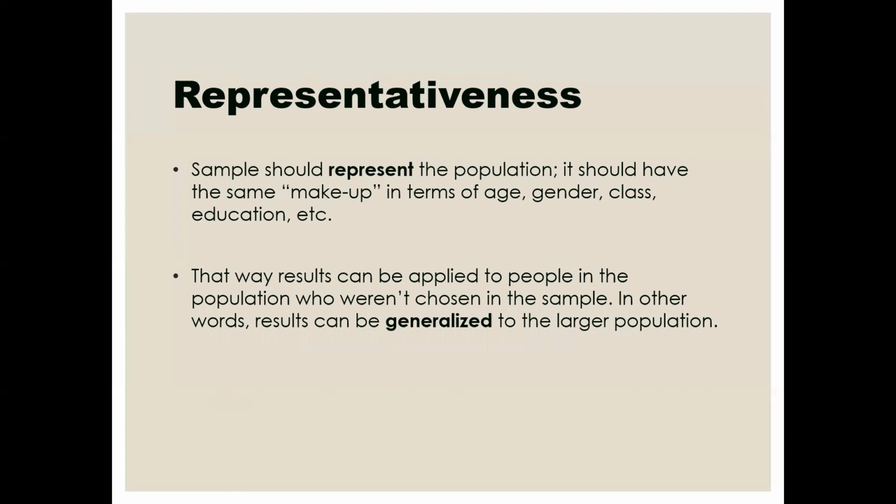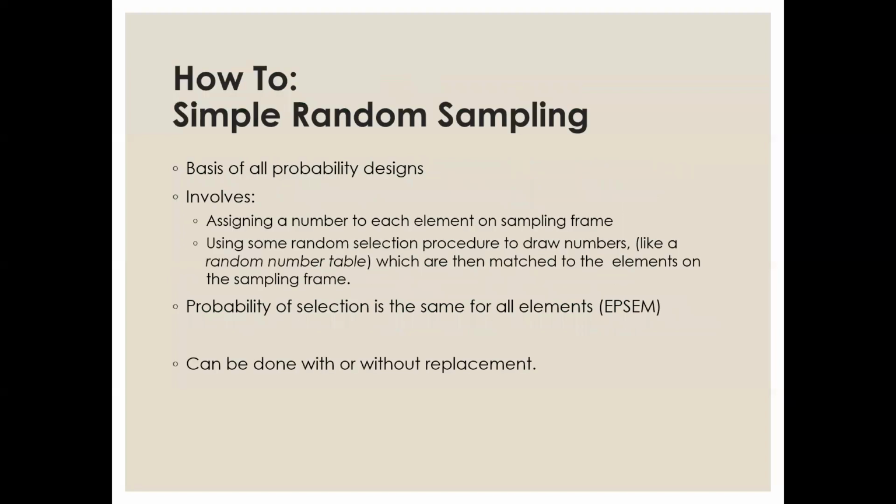And again, this is the pairing. The more the sample represents the population, the better we can generalize from that sample and say, this is what we found with our study. Therefore, we can generalize it back to the population that we drew the sample from. Right? How to do it?